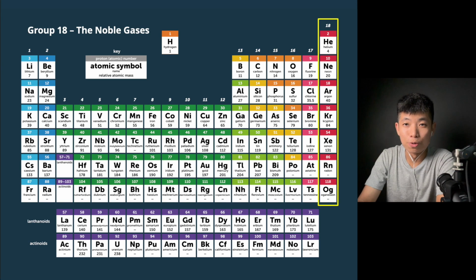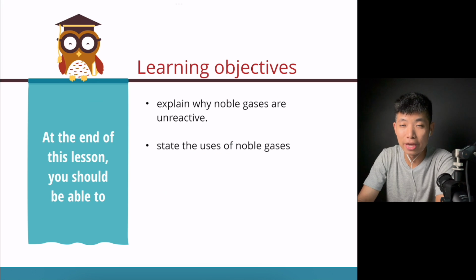Hi everyone, in this video we'll be looking at the group 18 elements, otherwise known as the noble gases. You are probably familiar with the noble gases because we have discussed that in chemical bonding before, but today we'll focus on two key things. Number one, to recap why noble gases are unreactive, and also to understand some of the uses and applications of noble gases.